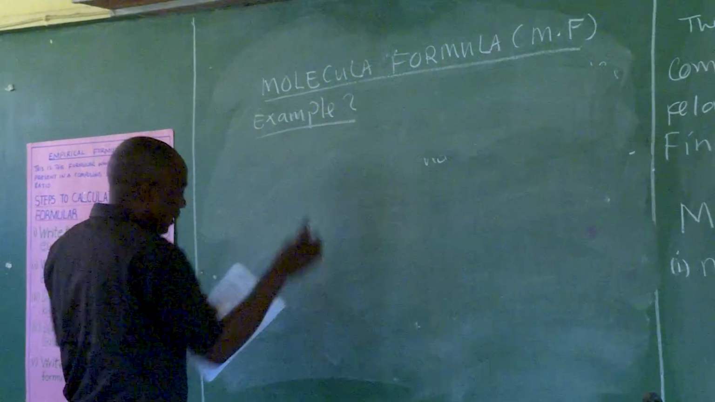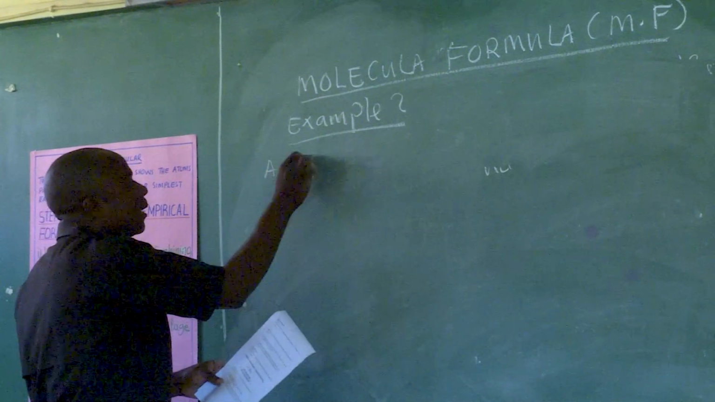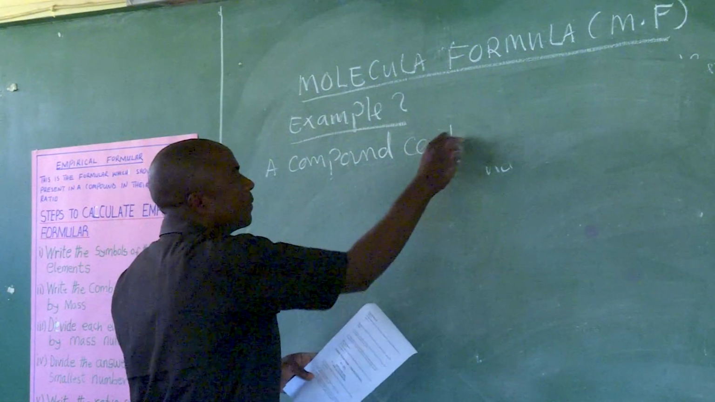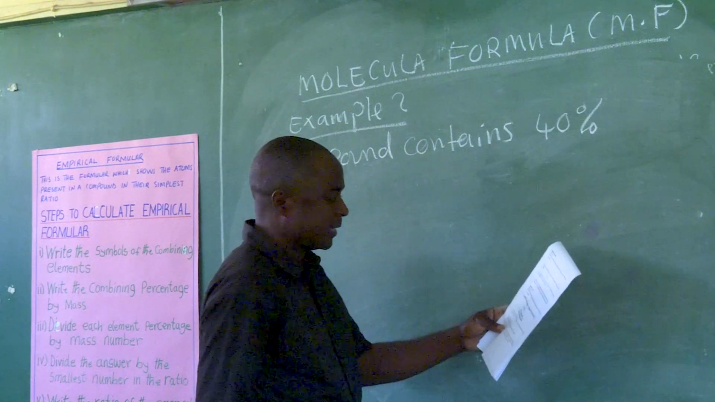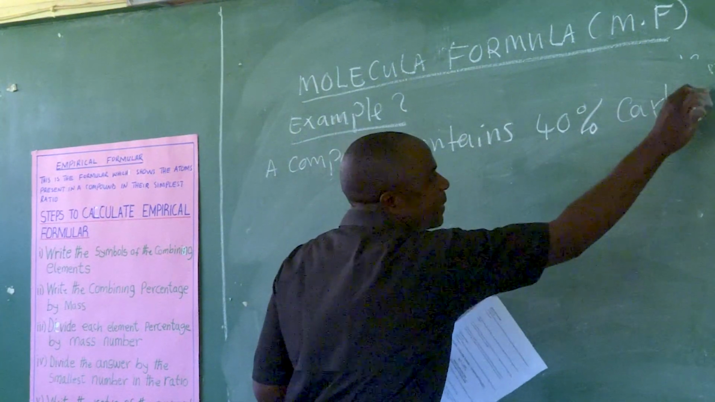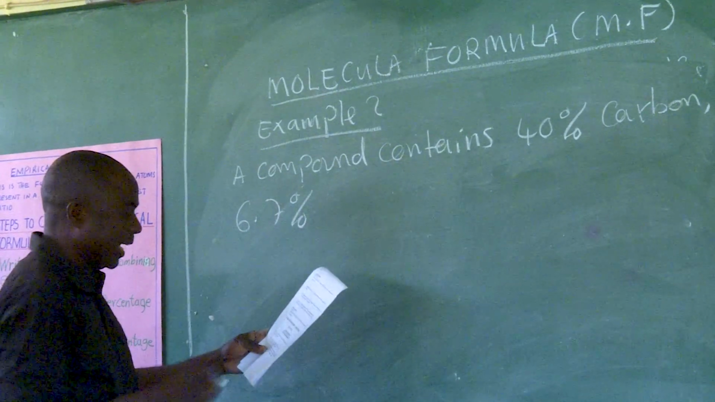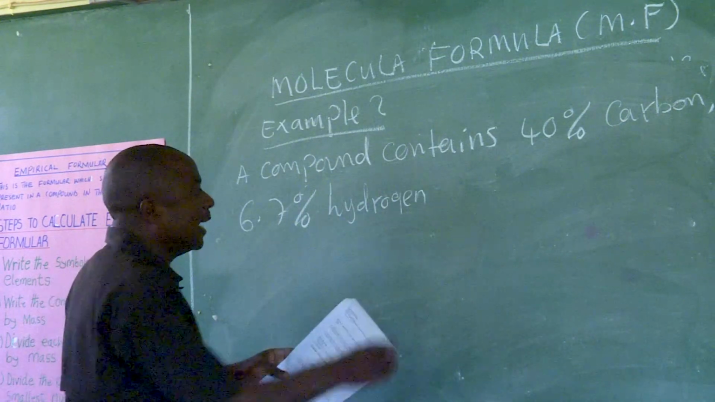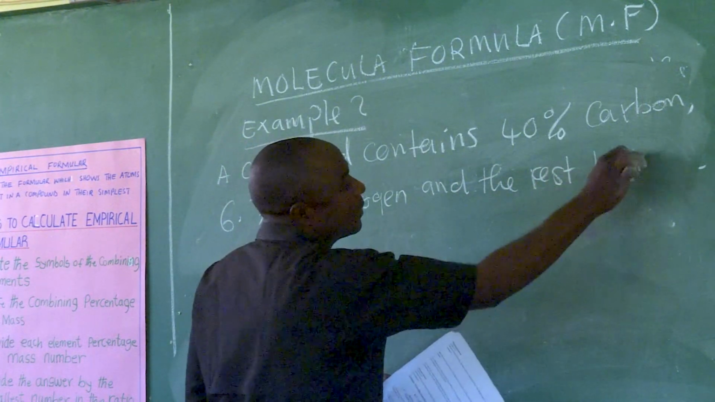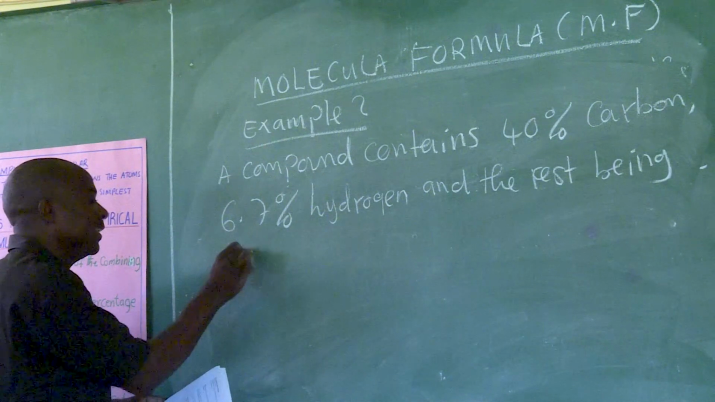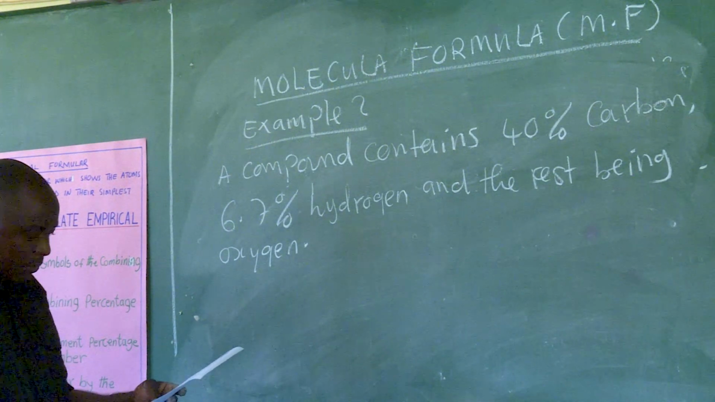Example 2 is as follows. A compound contains 40% carbon, 6.7% hydrogen, and the rest being oxygen.